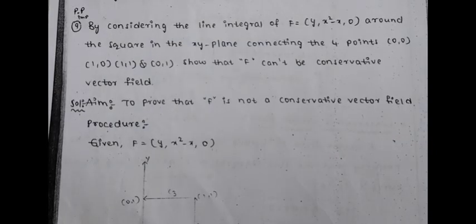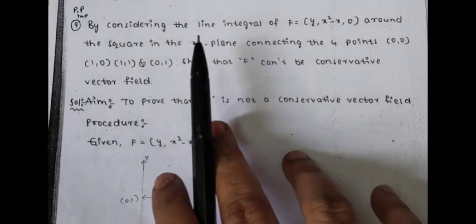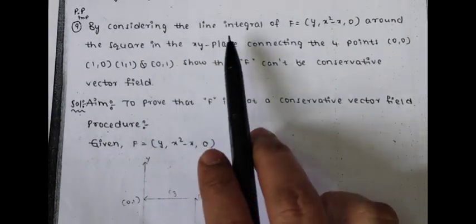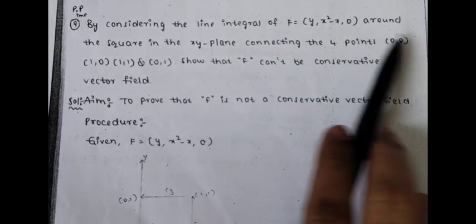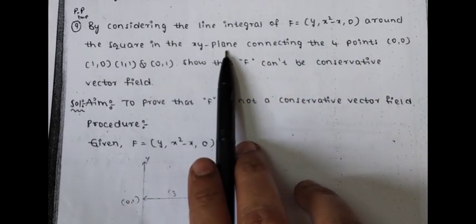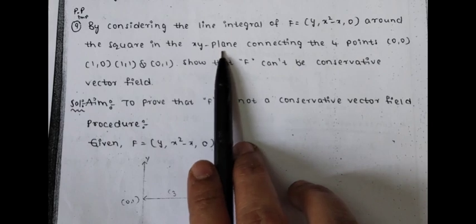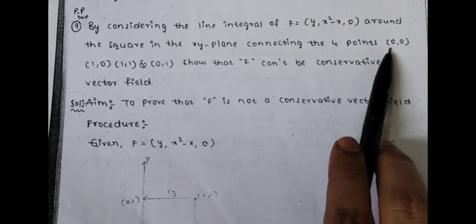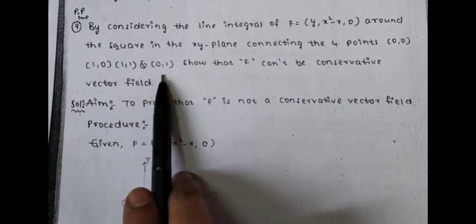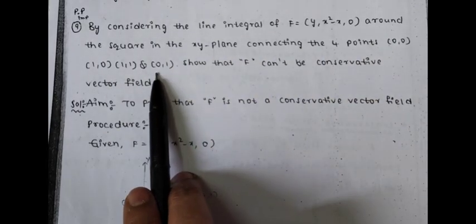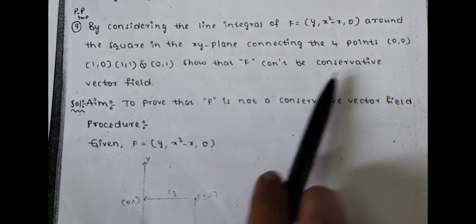Now practical problem 9, which is important for long answer questions. By considering the line integral of f, a function is given around the square in the xy plane. It is mentioned that it is in the xy plane. The 4 points are (0,0), (1,0), (1,1), (0,1). By taking these 4 points we have one curve. Then show that f can't be conservative.